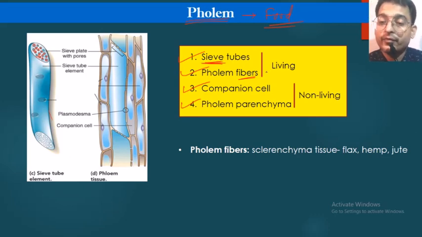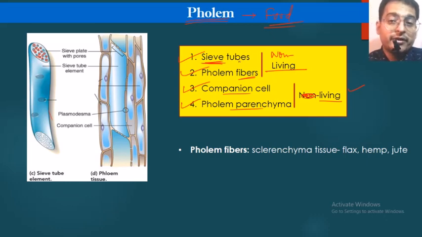are non-living. Okay, whereas companion cells and phloem parenchyma are living. Okay, so sieve tubes and phloem fibers.